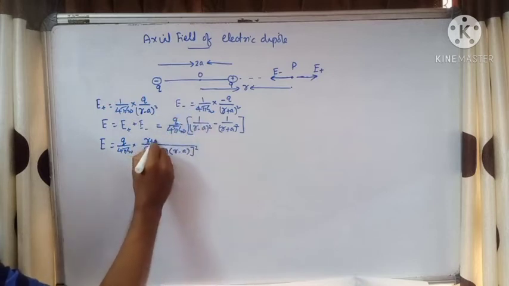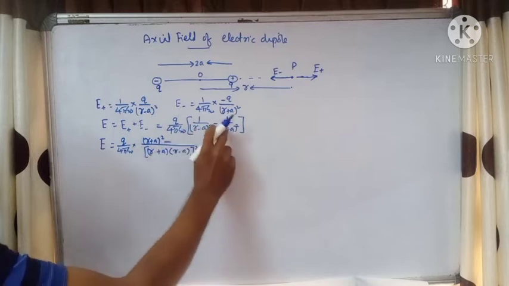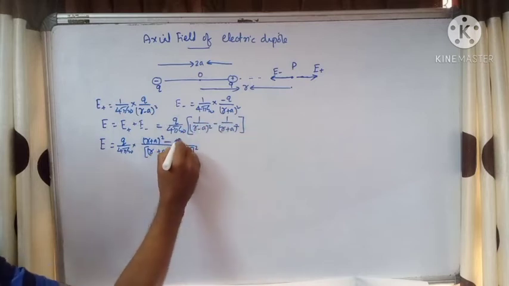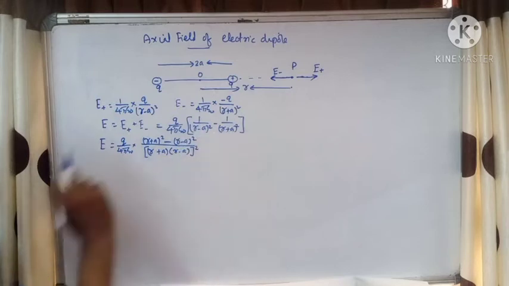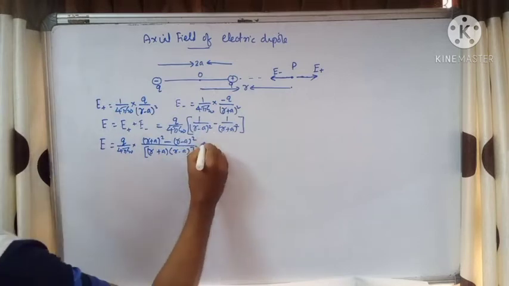R plus a the whole square, minus, here we have r plus a whole square. We will write r minus a the whole square, because the product of these two terms is the LCM. Now we need to expand it.